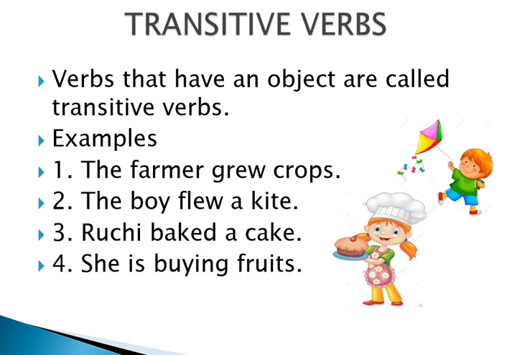Ruchi baked a cake. Who baked a cake? Ruchi, subject. What did Ruchi bake? A cake, object. And baked is your verb. She is buying fruits. Who is buying fruits? She. What is she buying? Fruits. So she, subject, is buying, your verb, and fruits is your object. So children, all these sentences you see, they have a subject, they have a verb, and they have an object. Such verbs are known as transitive verbs. I hope I'm clear here.